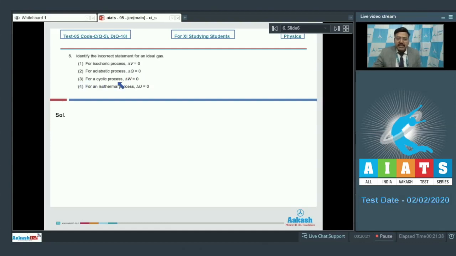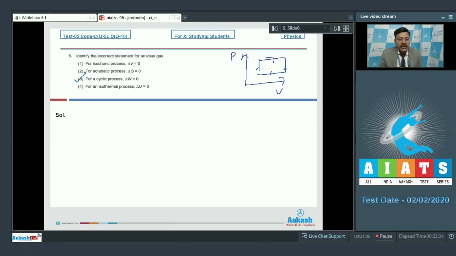Option 3 says for a cyclic process delta W is 0. Well, in a cyclic process delta W in general is not 0. In fact, it is the area of the PV graph. Say for example, if we have a PV graph like this, let's say like this, then it's a cyclic process, but area of this rectangle in terms of P and V is going to give us the work done, and which in this particular case will not be 0. So statement 3 is an incorrect statement, and so 3 becomes the answer for this question.